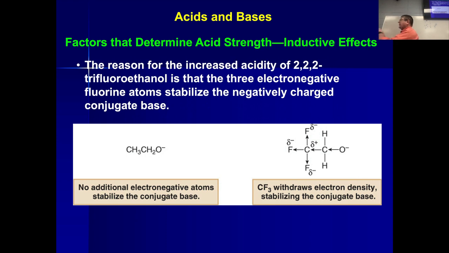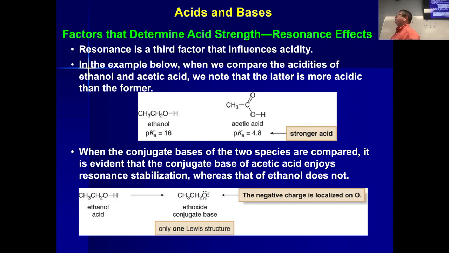Okay, and you can see the examples shown there. I just drew that on the board for you. Okay. There is also the resonance effect. If we look at the pKa of ethanol versus acetic acid, we can clearly tell that acetic acid is a stronger acid. 4.8 is a much smaller number than 16, right? So, how do we account for that?